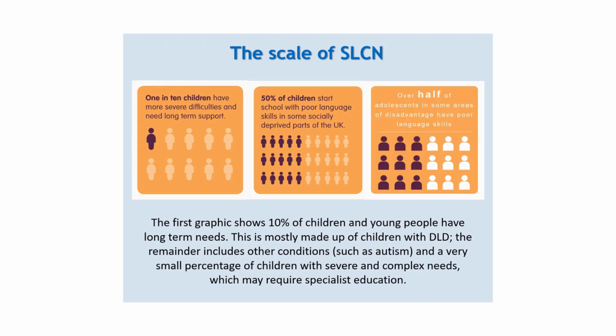The scale of SLCN. The first graphic shows 10% of children and young people have long-term needs. This is mostly made up of children with DLD. The remainder includes other conditions such as autism, and a very small percentage of children with severe and complex needs, which may require specialist education.